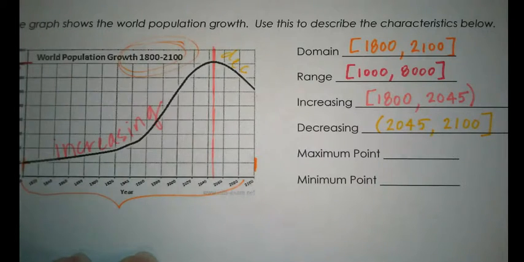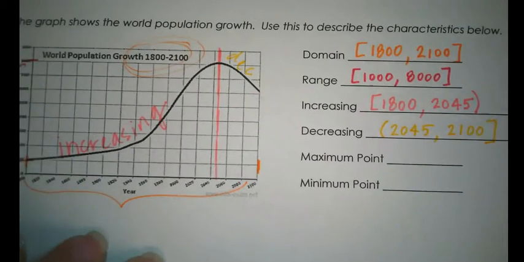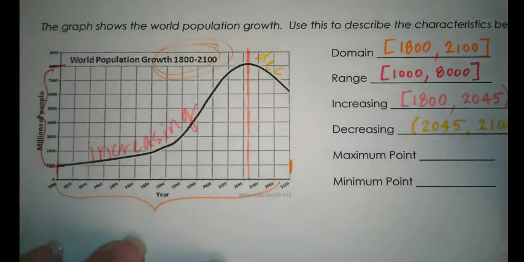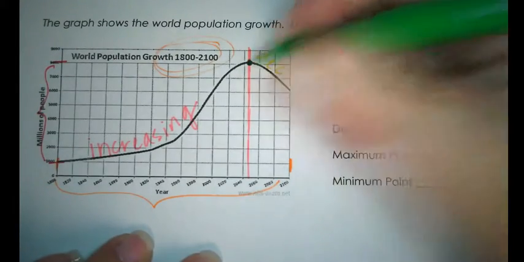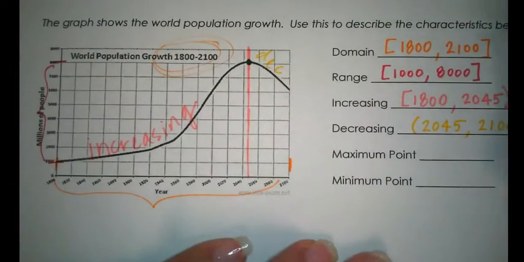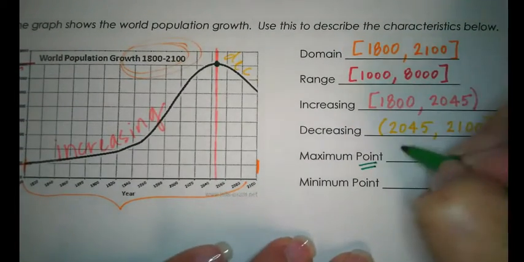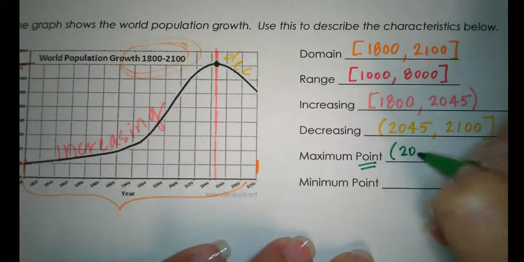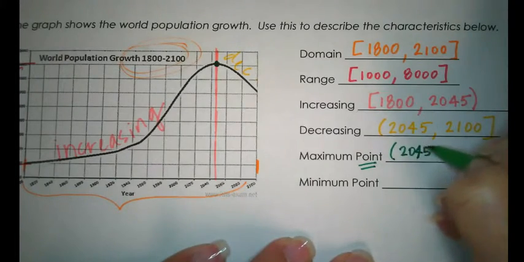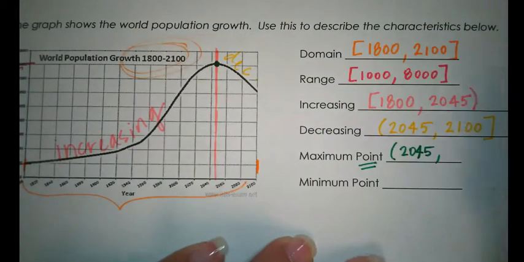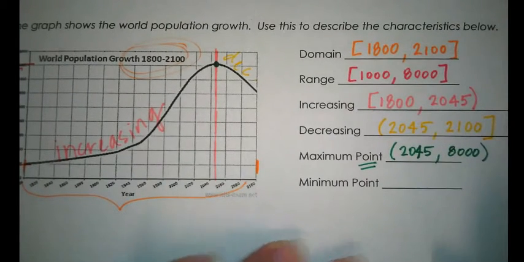All right, so now we're going to look for the maximum point, and the maximum point occurred right there. So let's see, we named that, and again, this is an ordered pair. So we named that the year 2045, and the population was 8,000 million, and that was the highest.